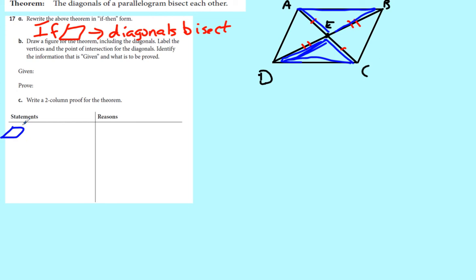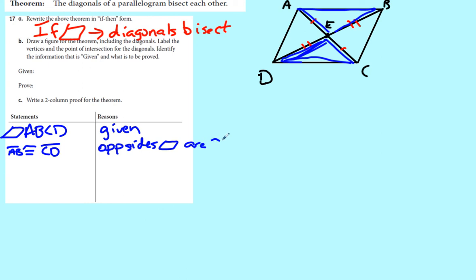So we start with the given. It's given that this is a parallelogram, so A, B, C, D. I'm paying attention here. Okay, given. Alright, now let's see. How can we begin to prove stuff? So, we know these are congruent. Right, so we can say that AB is congruent to CD. And that's just opposite sides of a parallelogram are congruent.